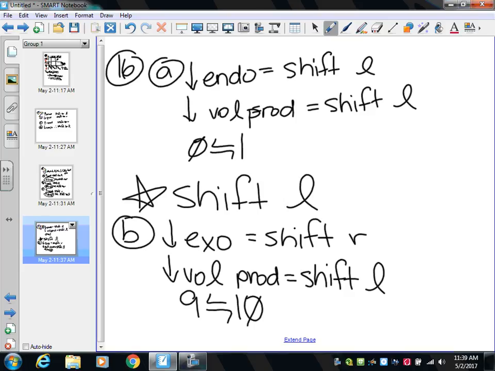Okay, so this time I have one shifting to the right and the other one shifting to the left. What is really going to happen? Nothing. They're going to balance each other out, or no effect.